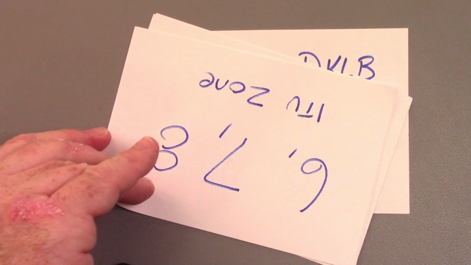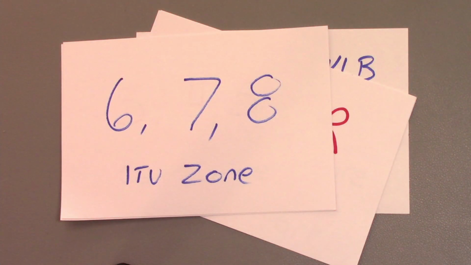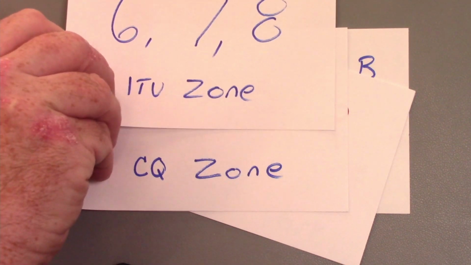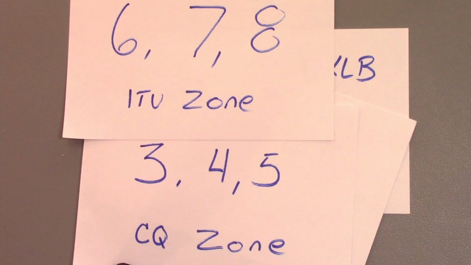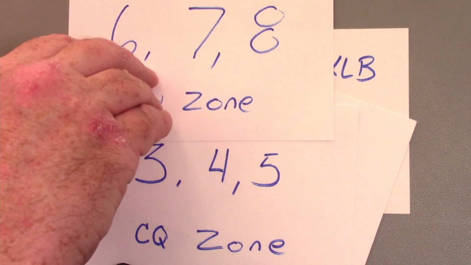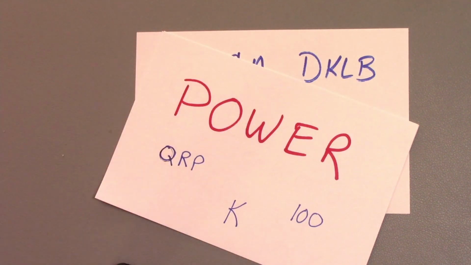ITU zone, and we'll flip that card around. ITU zone and its friend, CQ zone, are basically exchanges based on your larger geographic area. So if you're in the US, your ITU zone is probably 6, 7, or 8. Your CQ zone is typically 3, 4, or 5. Lots of times these are just used for international contests, but it doesn't hurt to know them in case somebody asks, hey, what's your zone? You can find that out pretty quickly online.